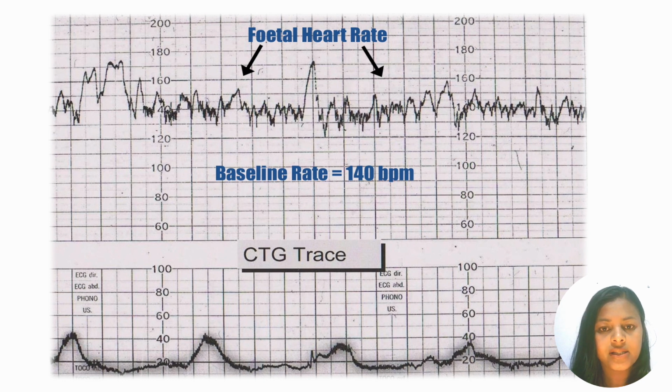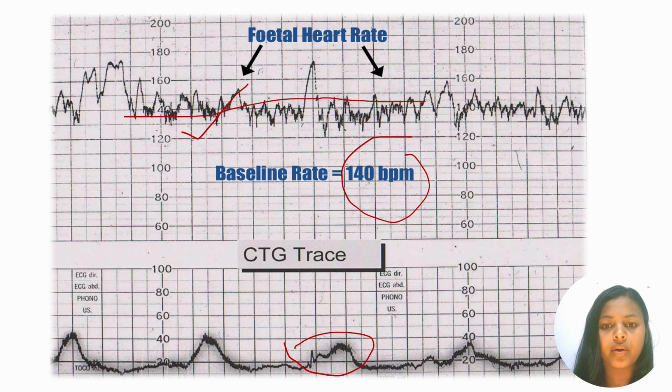So here you can see the cardiograph. The upper one is showing the fetal heart rate, where you can see the baseline heart rate is 140. I'll talk about this component later in this presentation. Here you can also see the uterine contraction in the lower part of the cardiograph. These two components help to find whether the CTG is normal or abnormal.